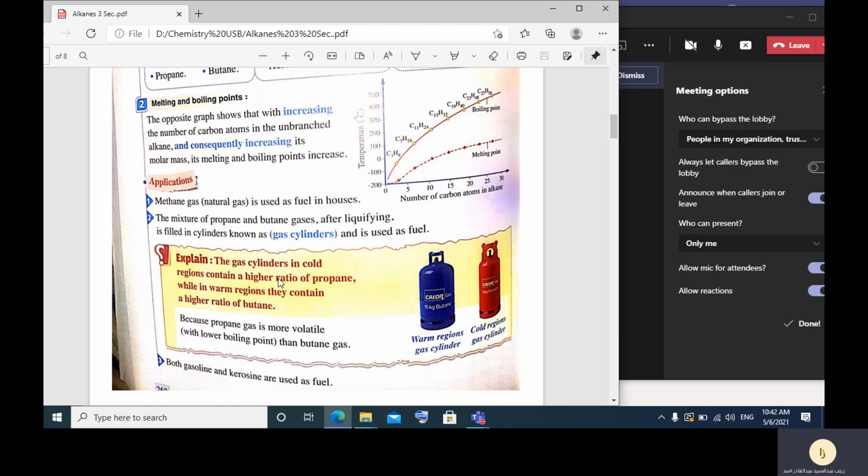So again, in cold countries we want something that evaporates quickly, so which ratio is higher? In cold countries we put more propane, and in hot countries we put butane. Why do we put more propane in cold countries? Because propane gas is more volatile. Volatile means evaporates easily and means that it has a lower boiling point than butane gas.